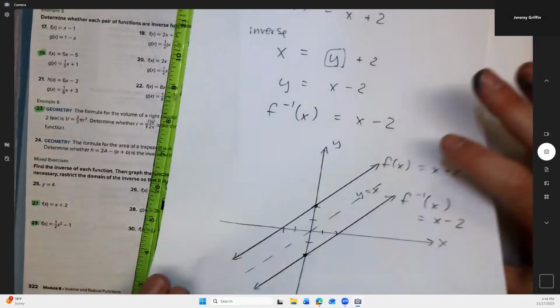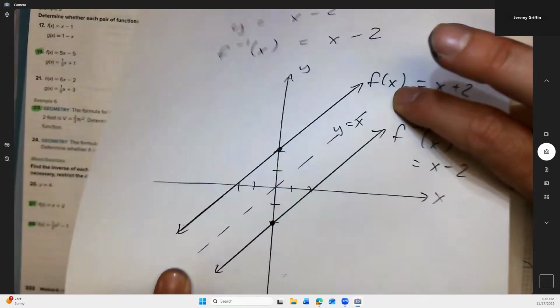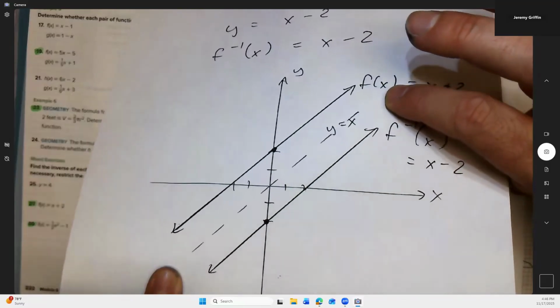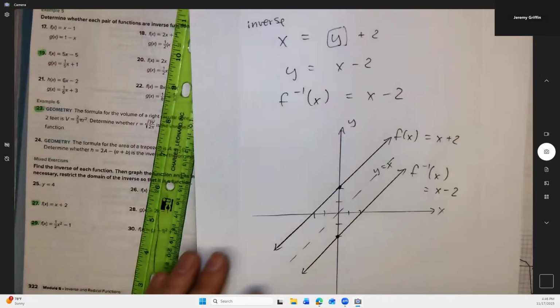Here, what if I do the flip the paper trick? If I flip the paper over this 45-degree line, does it give me the same set of graphs? Yeah, that's the same thing right there. It sure does. Yeah, so those are inverses.